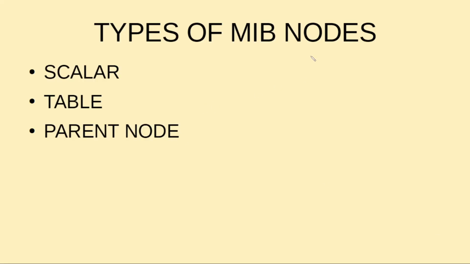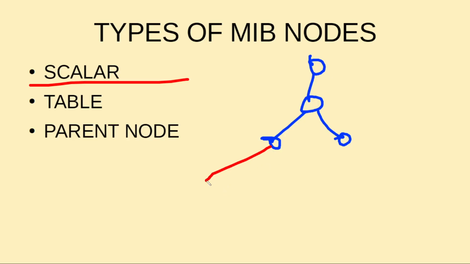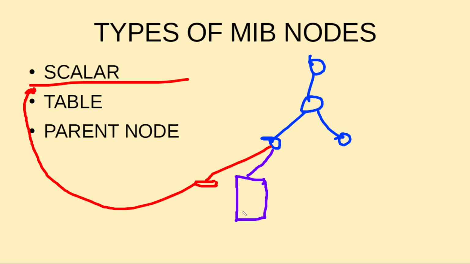Now let's talk about the types of nodes that we may come across when examining an object ID tree. For instance, we can find particular nodes that do not have nodes below them, and they contain only a single piece of information. We are going to call them scalars. We may also find nodes that do not have other nodes below them. However, they organize information into several entries. We are going to call these tables. A table may include or reference another table.